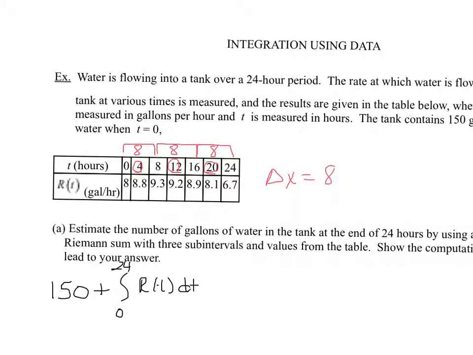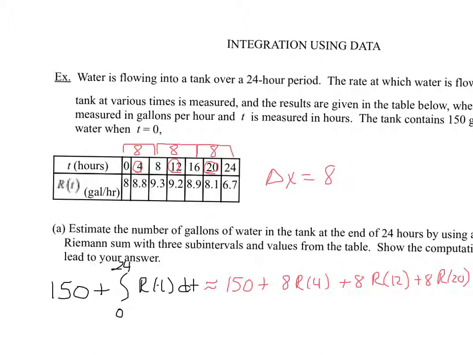So to show the computation, this is going to be approximately 150 plus 8 times R at 4, plus 8 times R at 12, plus 8 times R at 20. Now, if you want to put your 8 in the front to distribute, you can do that too. You can put 8 times, in parentheses, R4 plus R12 plus R20.